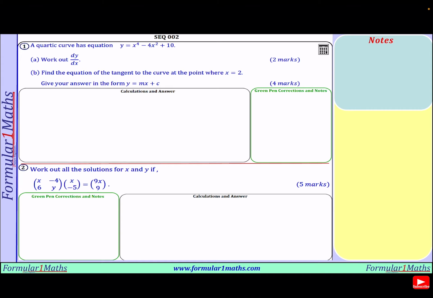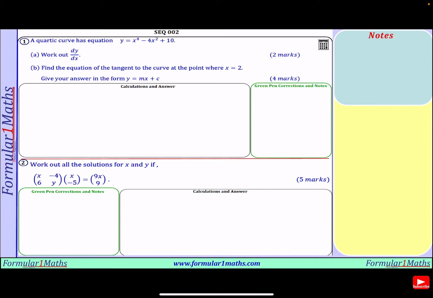Welcome again. This is sample exam questions 002 for the AQA Level 2 Further Maths course. We've got 3 questions to answer.